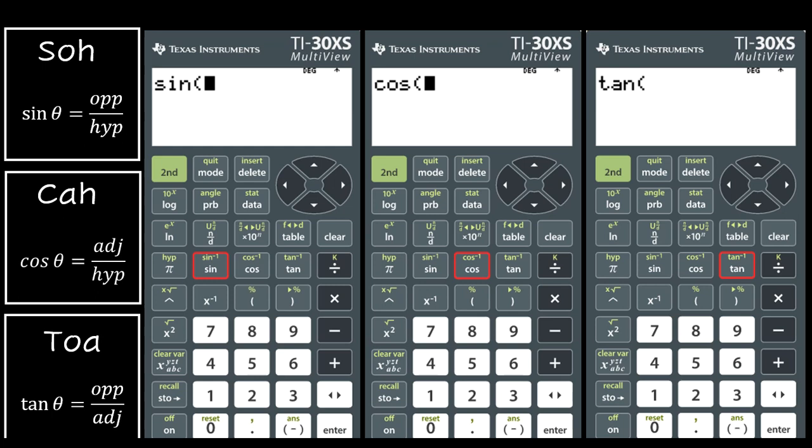And then the tangent of some angle of the right triangle is equal to the side length that's opposite over the side length that's adjacent to the reference angle. And again, you're going to make sure you use your TI calculator.